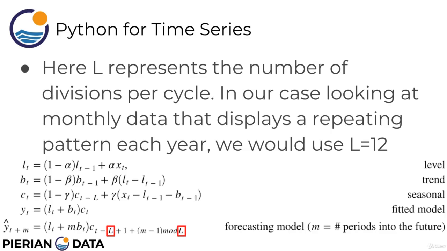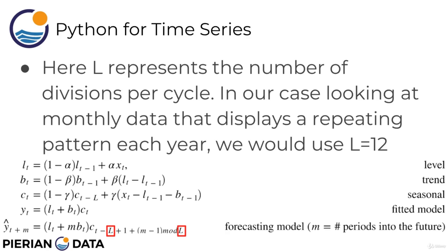Now, as you may have noticed, there's actually a capital L introduced to the forecasting model. So here that capital L represents the number of divisions per cycle. So in our case, if we're looking at monthly data, such as that passengers data, that displays a repeating pattern each year, we would say that L is equal to 12, the number of divisions per cycle. So again, now we've actually defined our fitted model as having three subcomponents: level, trend, and seasonal.